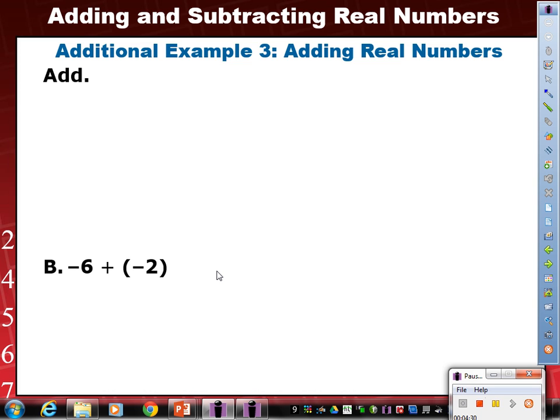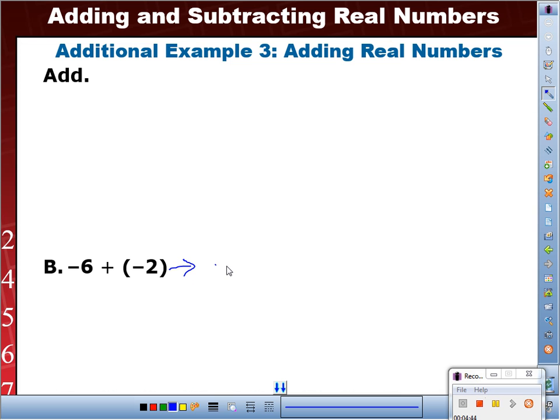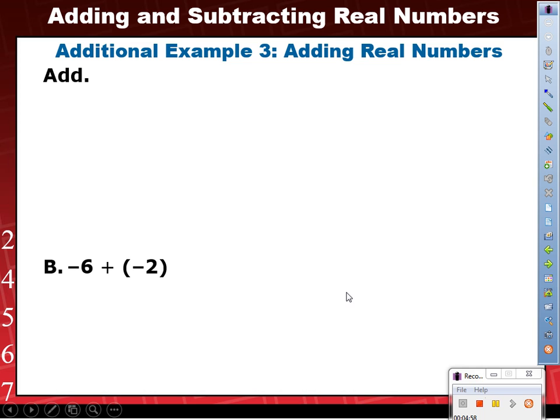Okay, volunteer. Anyone? Okay. Yes, Josh, what'd you get? Josh says -8. Hands if you got that. What method do you use? Tiles. 1, 2, 3, 4, 5, 6. 2 more. There are no zero pairs, so that's -8. Okay? So, let's move on.